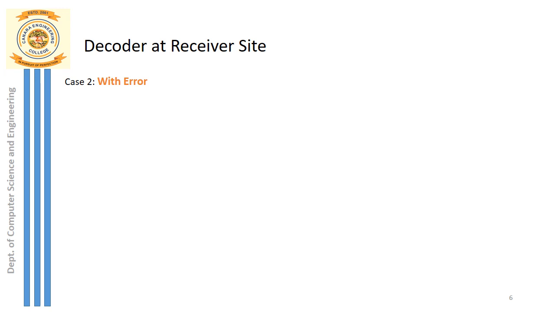Now we consider the second case, that is, with error. Here we introduce an error. Earlier this bit was 1, now it is changed to 0. Now we will see how exactly the receiver side identifies the error with the CRC division operation. We consider the received code word and we divide with the divisor. The division operation goes like this.